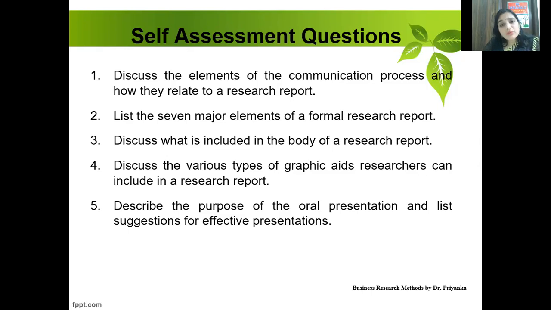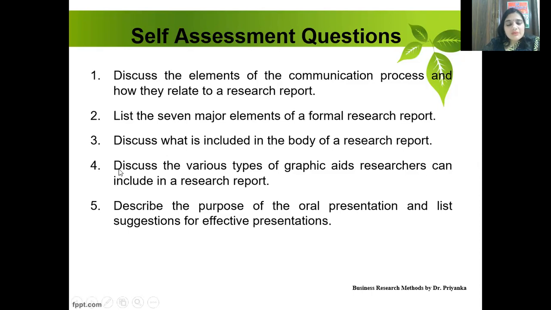Then your major part would be results. You will be discussing all the results of the analysis, and this should contain the major part of your research report. After analysis, you will be mentioning the limitations of the study, and then you will be providing directions for future research. You will be discussing all the conclusions, and on the basis of that, you can provide the direction for future research. These are all which would be included in the body of a research report.